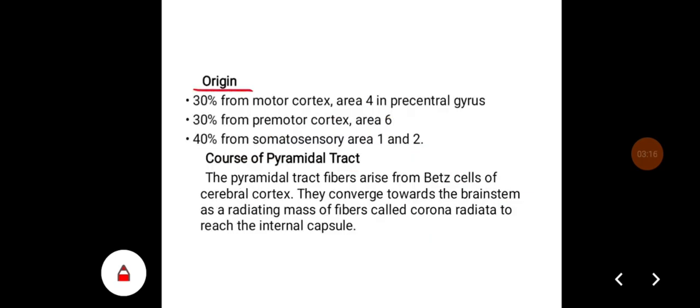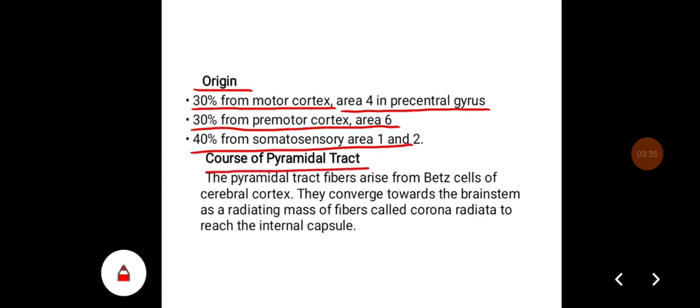See the origin of the corticospinal tract. 30% is from the motor cortex, that is area number 4 in the precentral gyrus. 30% is from the premotor area, that is area number 6, and 40% is from the somatosensory area itself, that is somatosensory areas 1 and 2. Course of pyramidal tract.